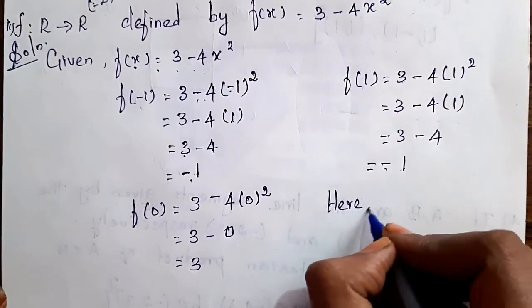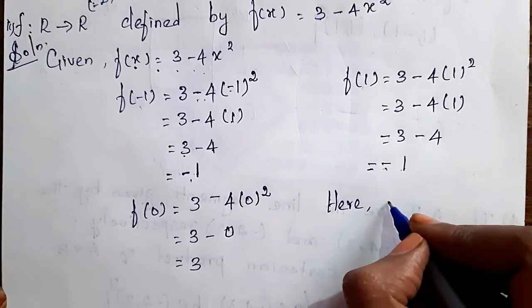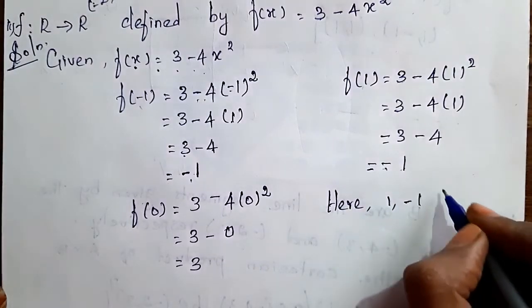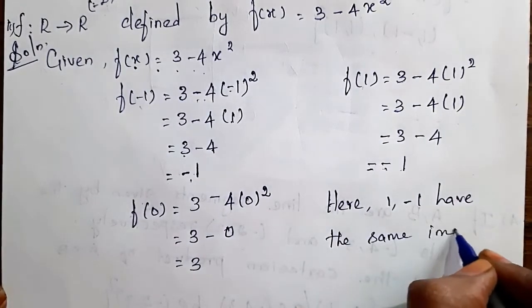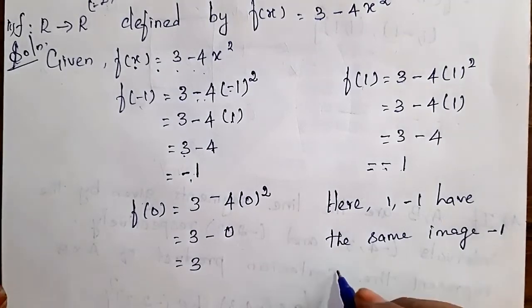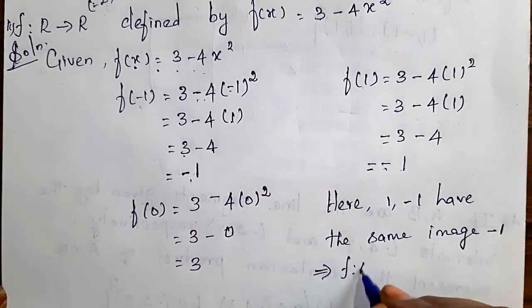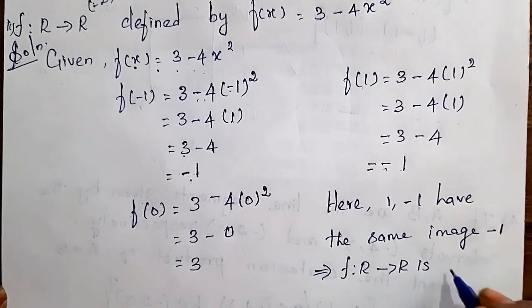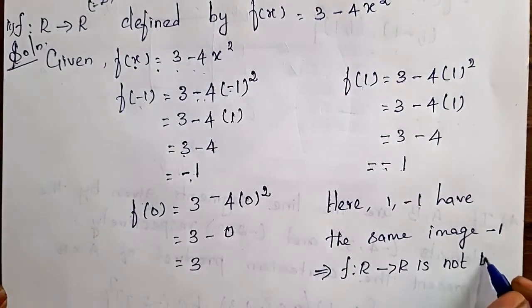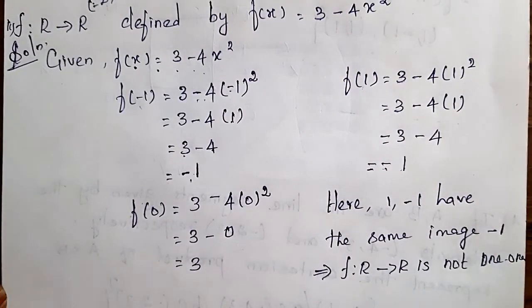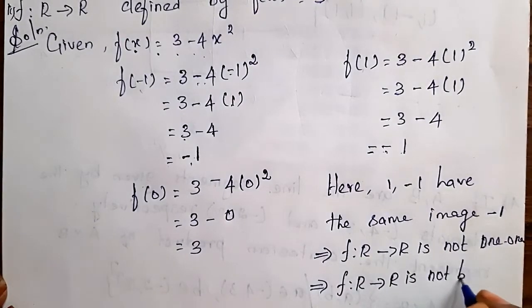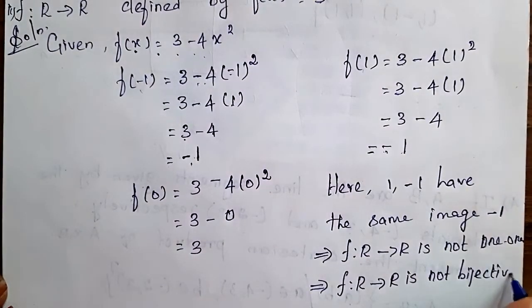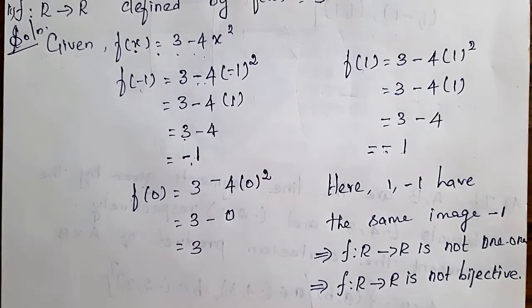Here 1 comma minus 1 have the same image minus 1. So that implies f from R to R is not 1-to-1. So if it is not 1-to-1, f from R to R is not bijective. Okay, here we proved it is not a bijective function.